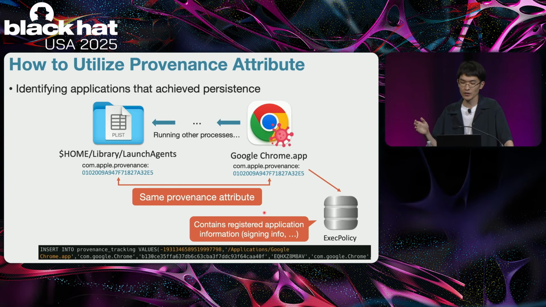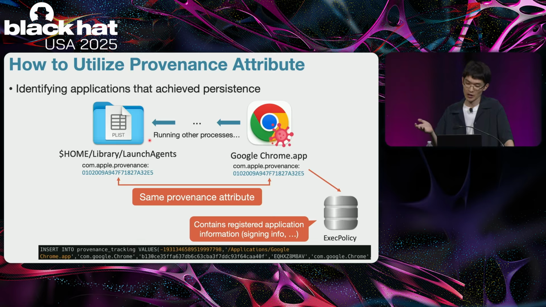The provenance attribute is also a variable for third-party vendors, not limited to Apple. It serves as a valuable forensic artifact. For example, let's say we want to identify which application established persistence. If we check the provenance attribute of the plist file in the launch agent directory, we can easily identify which app created it. We can also obtain signing information from the exit policy database.